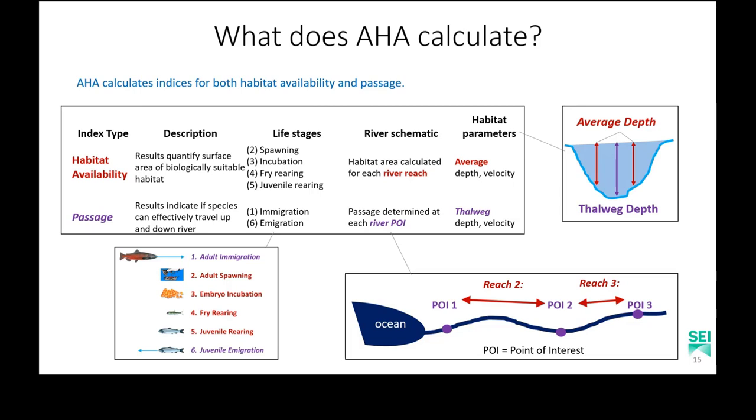And I'll tie back to this slide that we looked at previously, where I want you all to remember that we have two types of results. We look at the habitat availability, which is how much good habitat do we have in each of the river reaches. And then we have passage, which asks, can you migrate up and down the stream back to the ocean? And these are the types of results that we'll be diving into. We'll be looking a little bit more at habitat availability and then a little bit more at passage.